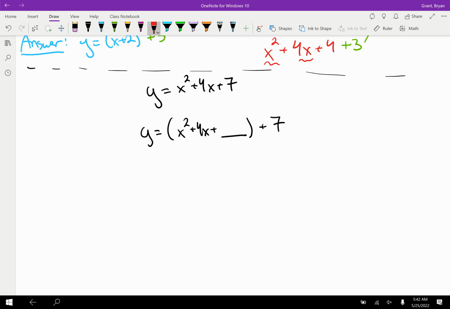You can check out 10.2, whatever works best for you. But what we have to do is take half of 4 and then square that. Half of 4 is 2. 2 squared is 4. So x squared plus 4x plus 4 is what we call a perfect square trinomial.